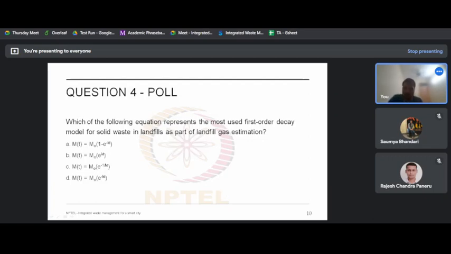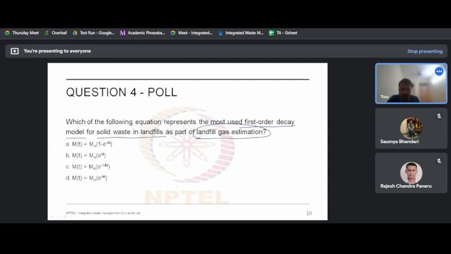One answer for me. Let's see the answer. So we have the first order decay model for solid waste in landfills as part of the landfill gas estimation. So let's see what this first order decay model means. We'll see this from scratch.